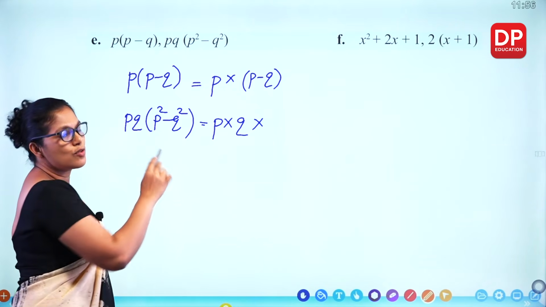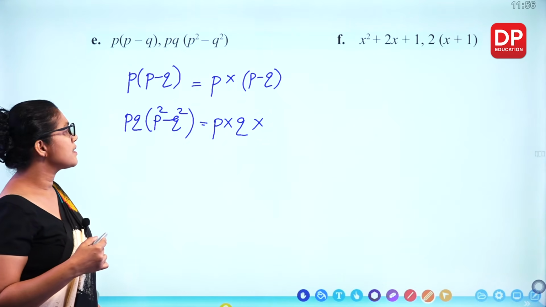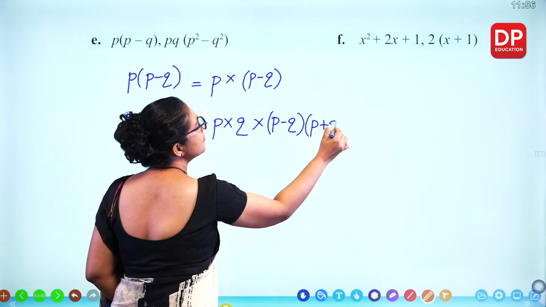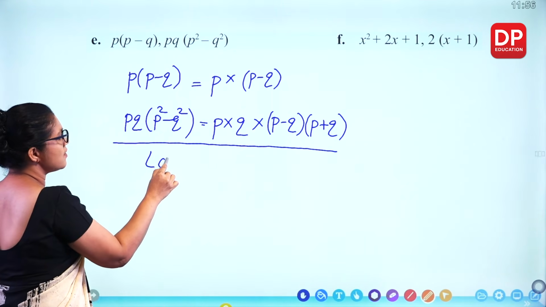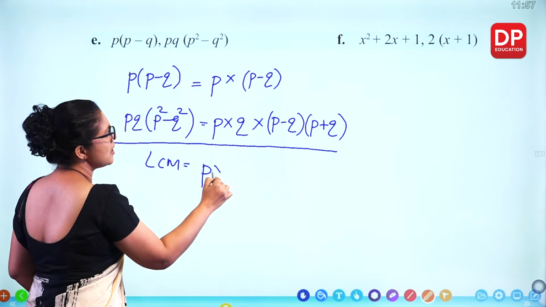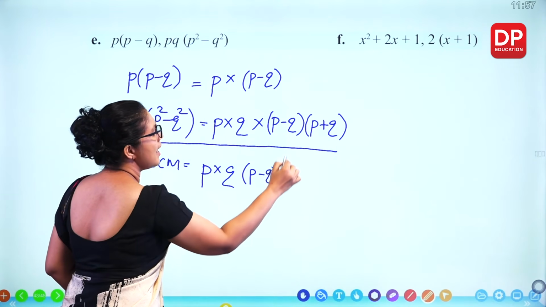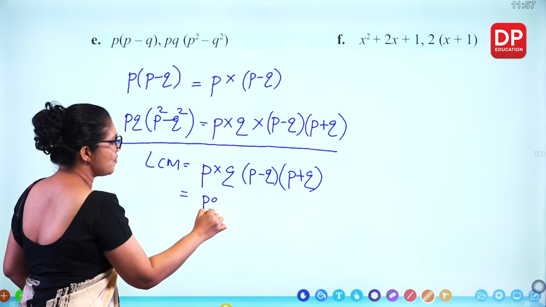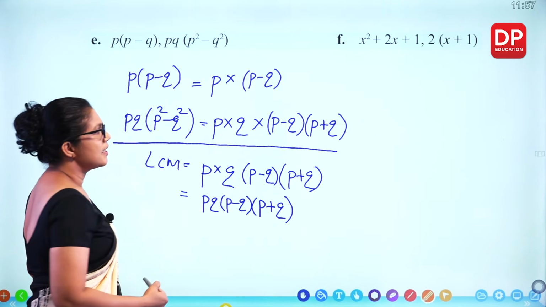What's this one? Two terms with a minus sign and a square term, so difference between two square terms. So how can I write? This is p minus q and p plus q. So when you look at these two expressions, what is the least common multiple? One p term is there, one q term is there, and p minus q is there and p plus q. So when you are simplifying, you get pq, p minus q and p plus q.